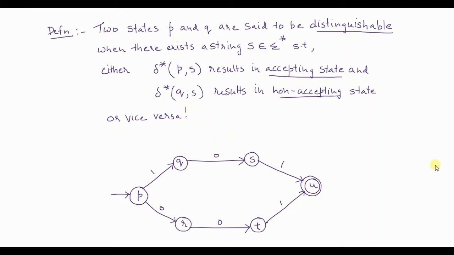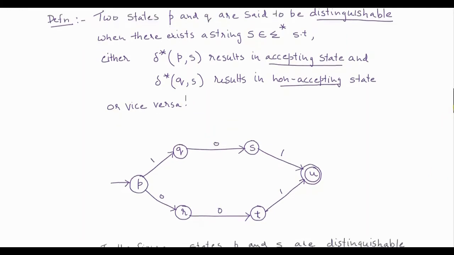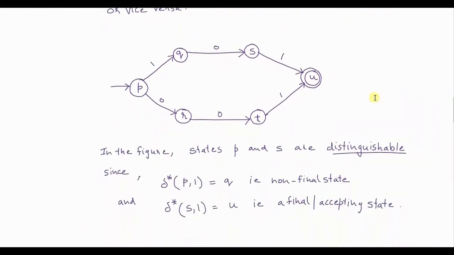Now, looking again at this same DFA diagram, I can say that states P and S are distinguishable. They are distinguishable with respect to the string 1, because if you consider the extended transition function, from state P on reading the whole string 1, it takes you to Q. What is Q? Is it a final state or non-final state? It's a non-final state.